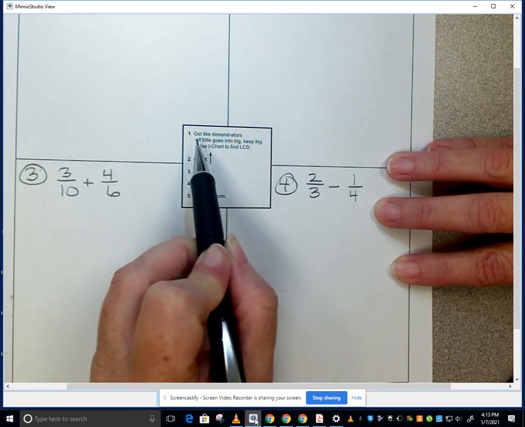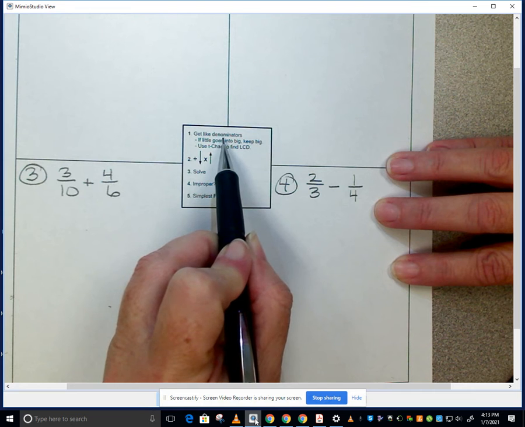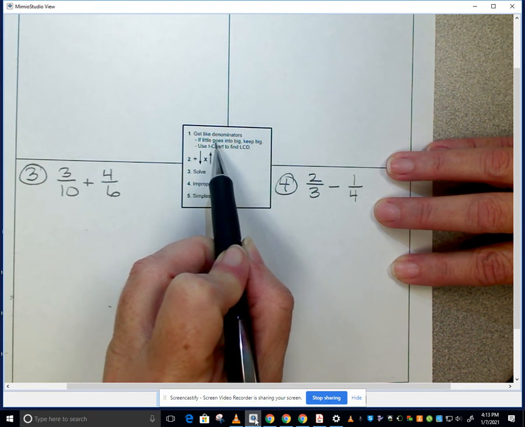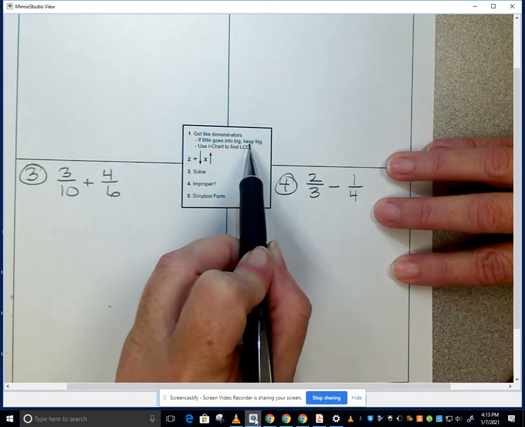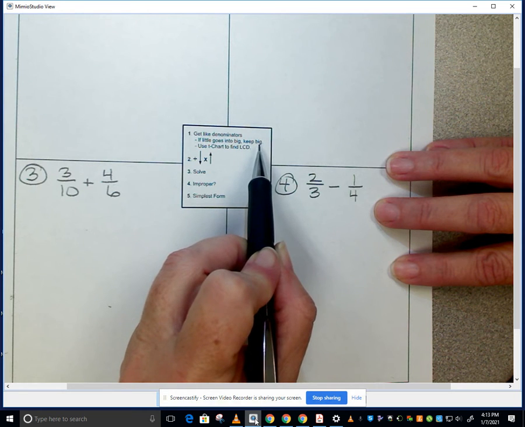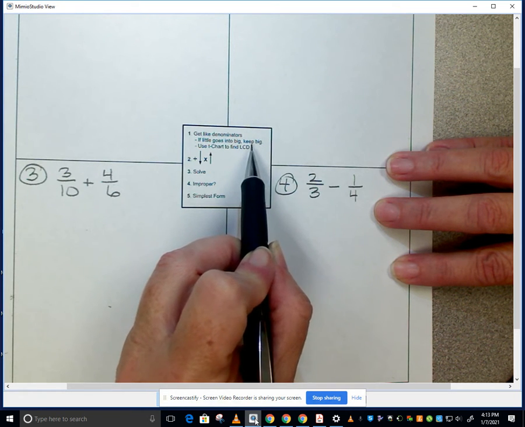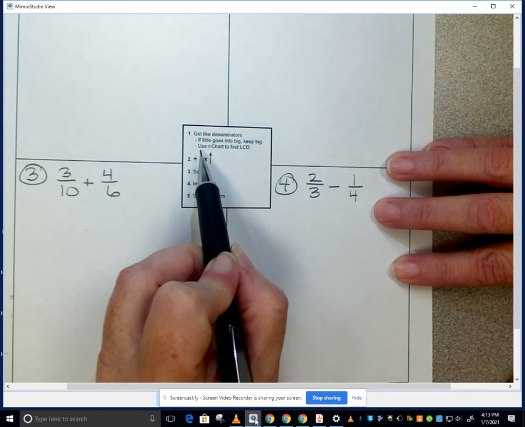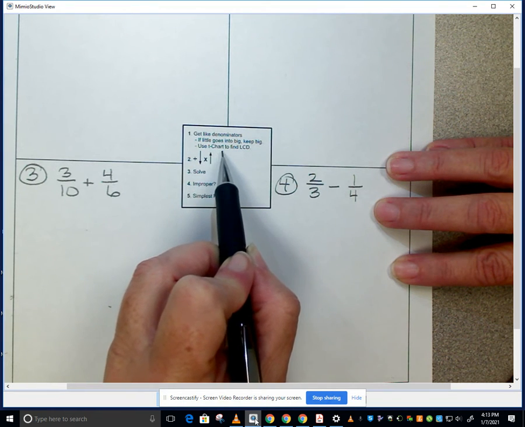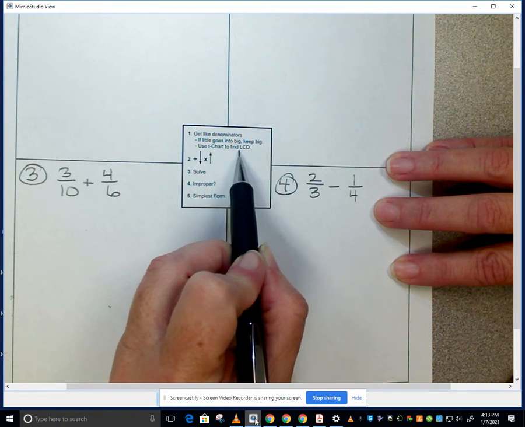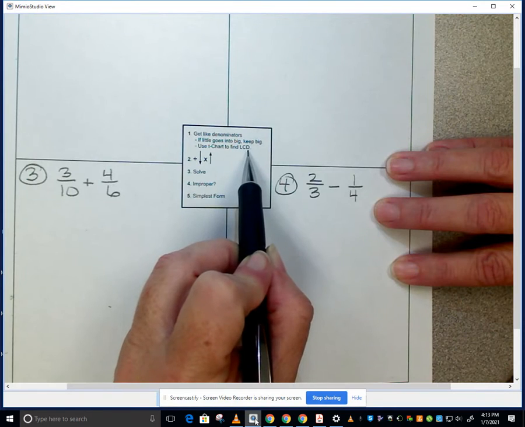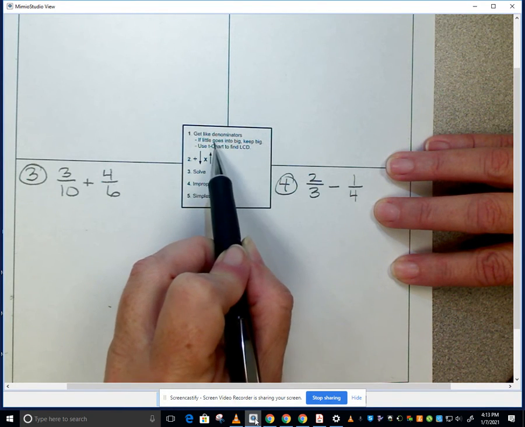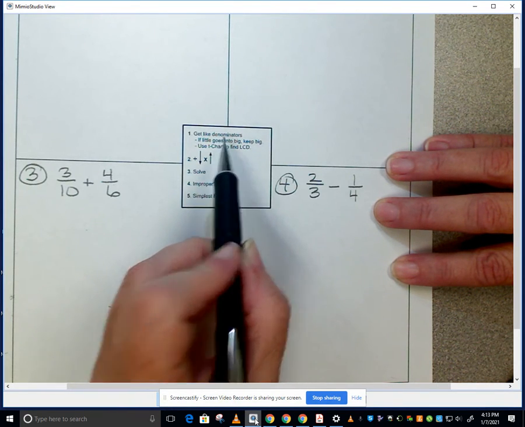Number 1 says, get like denominators. If little goes into big, keep big. I'll explain that more in a few minutes. Or another way to get like denominators is we're going to use a T-chart to find the least common denominator. So those are 2 ways we can get like denominators.